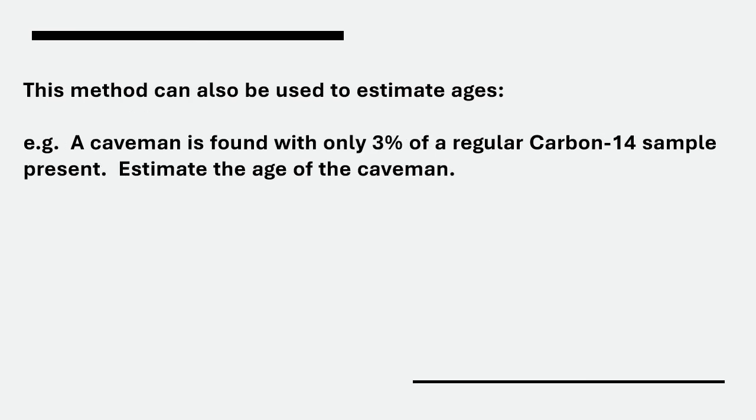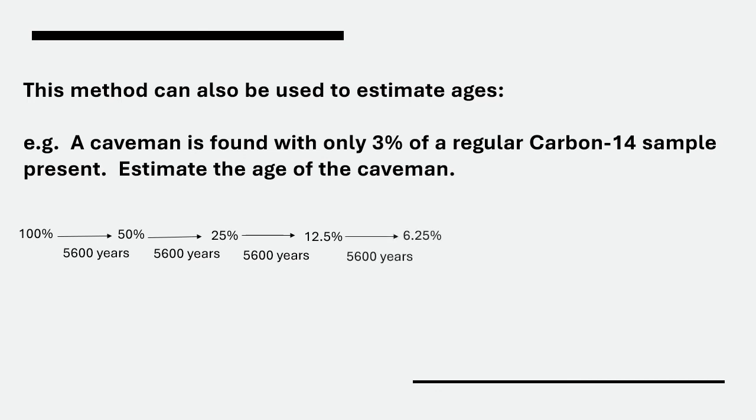This method can also be used to estimate the age accurately. So a caveman is found with 3% of the regular carbon-14 sample present. Estimate how old we think the caveman is. So we know that when he died, he'll have had 100% of the carbon-14 in his body, and that'll drop to 50% after one half-life, 25% after two half-lives, 12.5% after 3, 6.25% after 4, 3.12% after 5, and after 6 half-lives it'll drop to 1.56%.